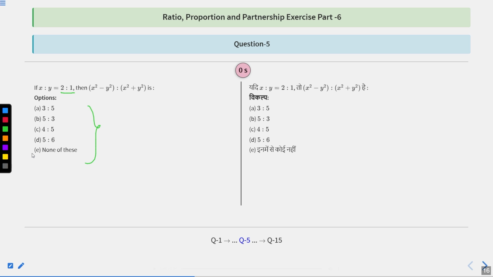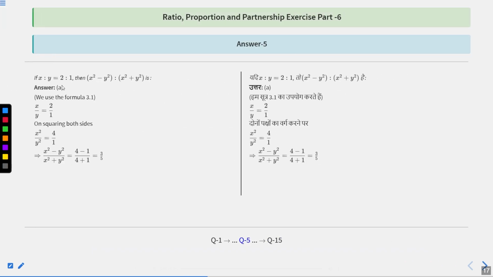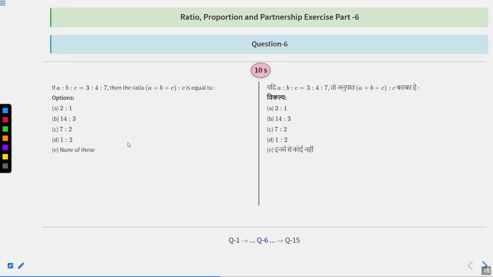Now time's up. Let's see the solution. Now we know that the ratio of x upon y is given as 2:1. So we can calculate x square upon y square, which is 4:1. Now we can put the values into x square minus y square upon x square plus y square. So we get 3/5. So A is the correct answer. Next one.